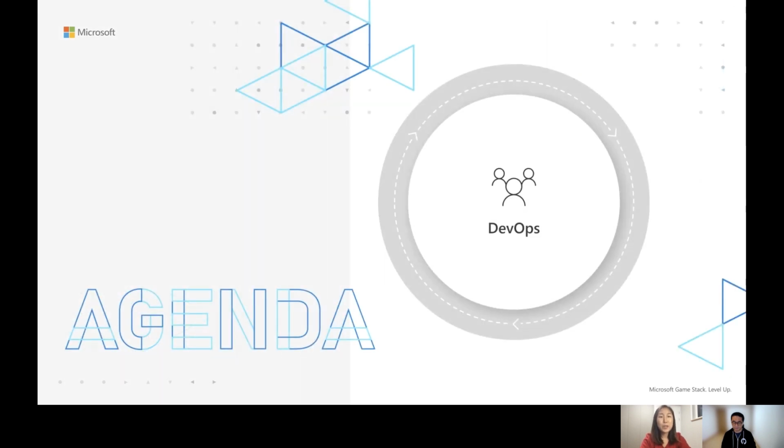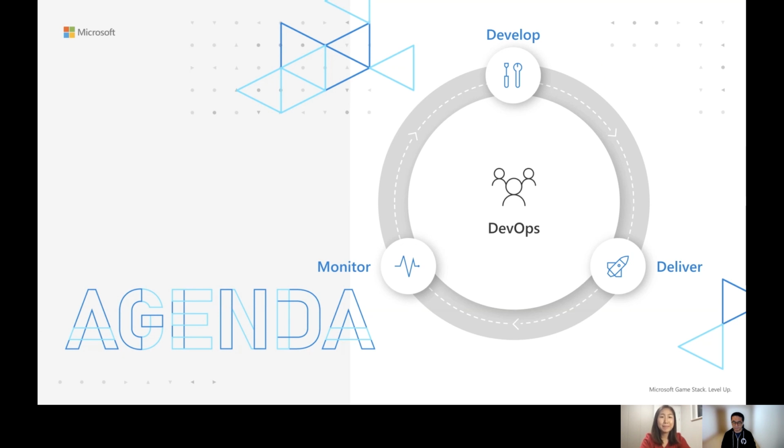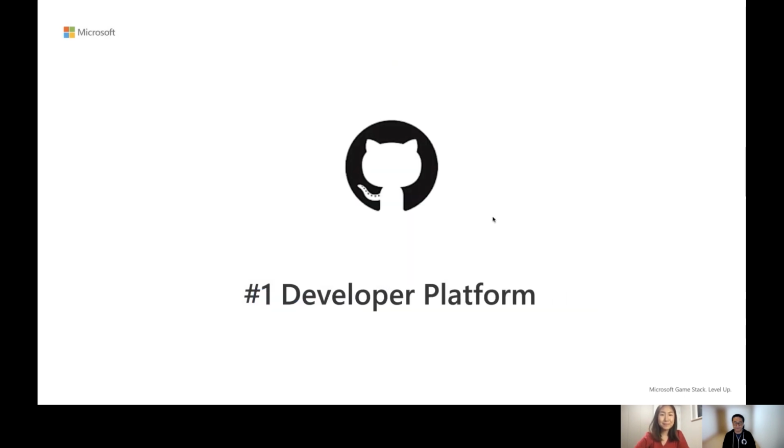Okay, as I mentioned, we're going to break it into 3 different topics: develop, deliver, and monitor, using GitHub and Microsoft Game Stack. As many of us know, GitHub is the number one developer platform for application development. Do you agree with that? I'm pretty sure most of us in this session agree with this statement. If there is anyone who hasn't used GitHub before, I would highly recommend using it right after this session. It's completely free for open source projects.